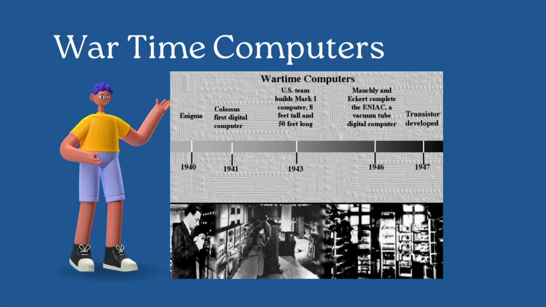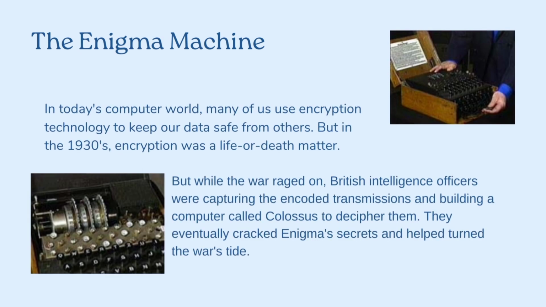Now let's discuss wartime computers. The first was Enigma, introduced in 1940, then Colossus, the first digital computer, in 1941, later on ENIAC, in 1943. In today's computer world, many of us use encryption technology to keep our data safe from others. But in the 1930s, encryption was a life or death matter.